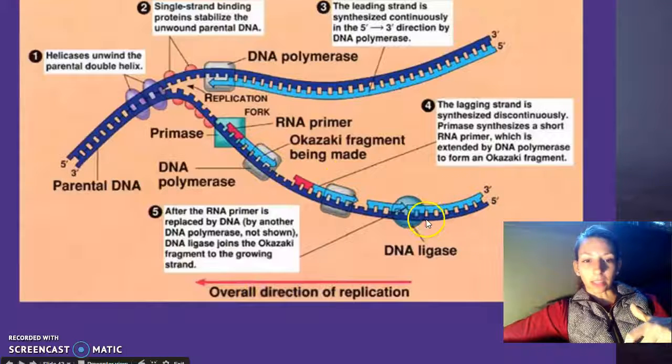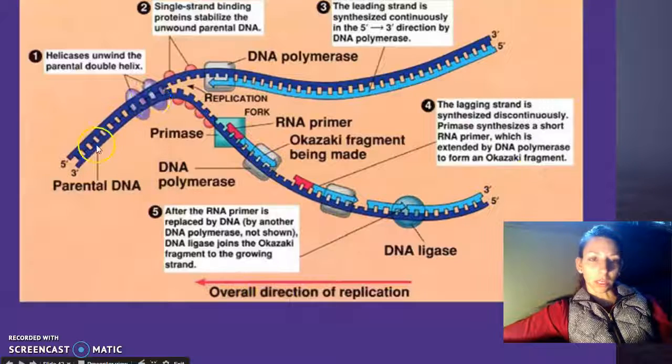until DNA ligase comes through. After the RNA primer is replaced by DNA, by another DNA polymerase that is not shown in this diagram, DNA ligase is going to join the Okazaki fragments together on the growing strand. Then, of course, our overall direction of replication is going to be this way, from 5 to 3. And these are synthesized 5 to 3 as well, but they're going to start up here. So we'll go 5 to 3, 5 to 3, 5 to 3, 5 to 3. And that is how our 2 new DNA molecules will be grown.